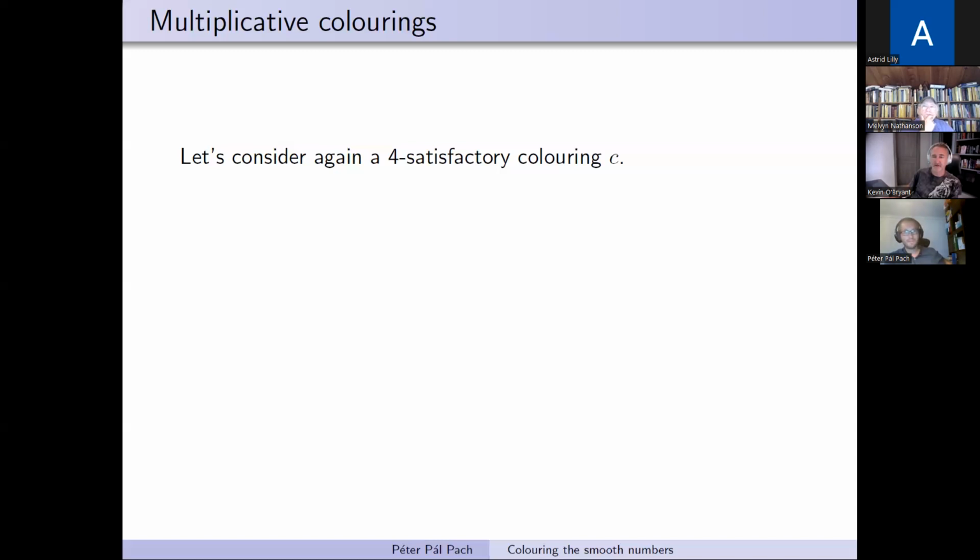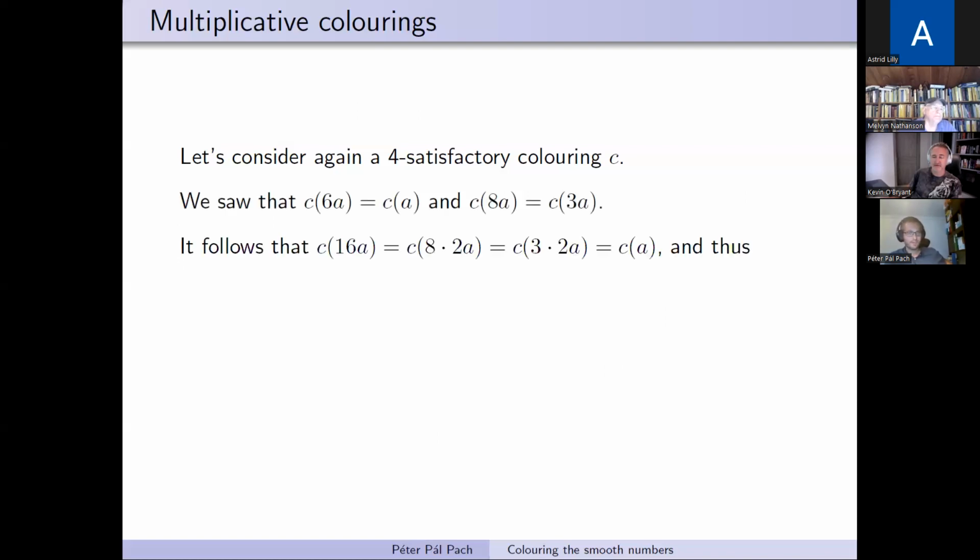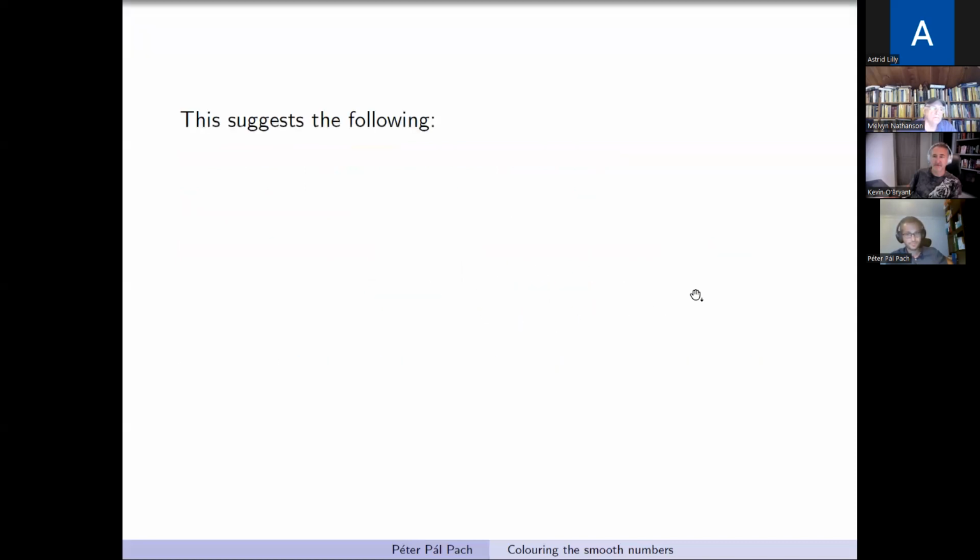Okay, and now I switch to a different point of view. Again, we looked at these 4 satisfactory colorings, and it's not difficult to see that the coloring can be defined with the help of this formula.